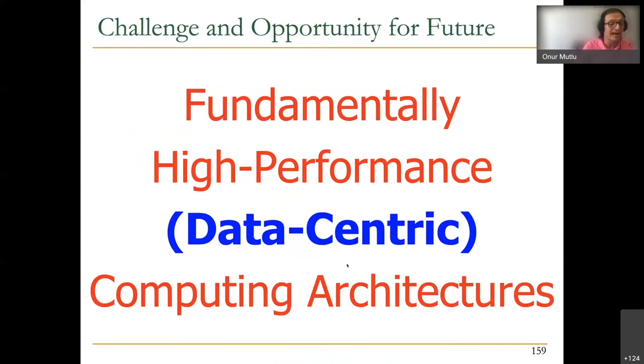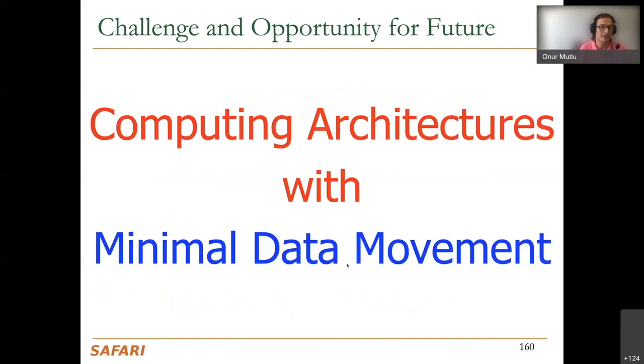I also believe more reliability and security and better scaling. So being data-centric, being memory-centric, actually comes with a lot of benefits and eliminates a lot of the problems that we face in today's computing platforms. And hopefully they enable computing architectures with minimal data movement.